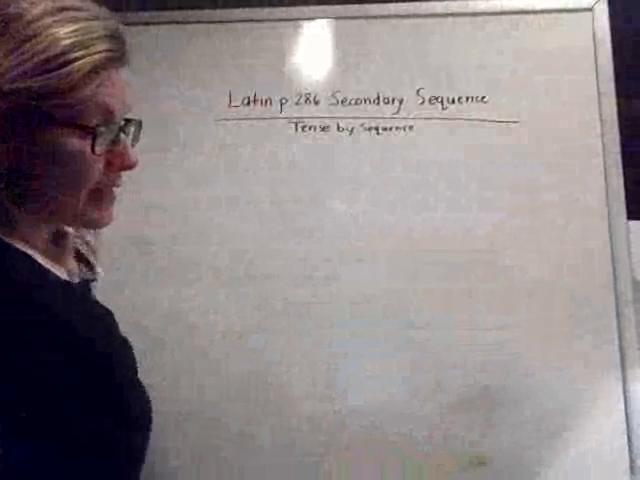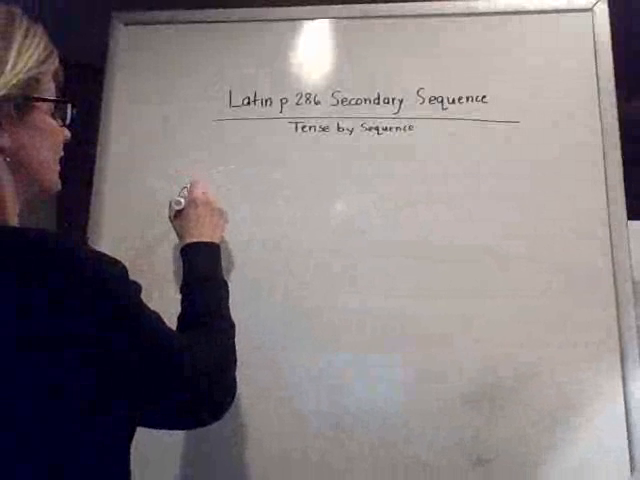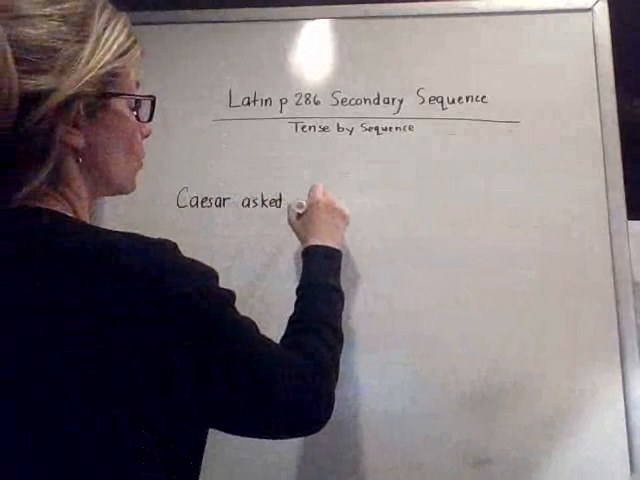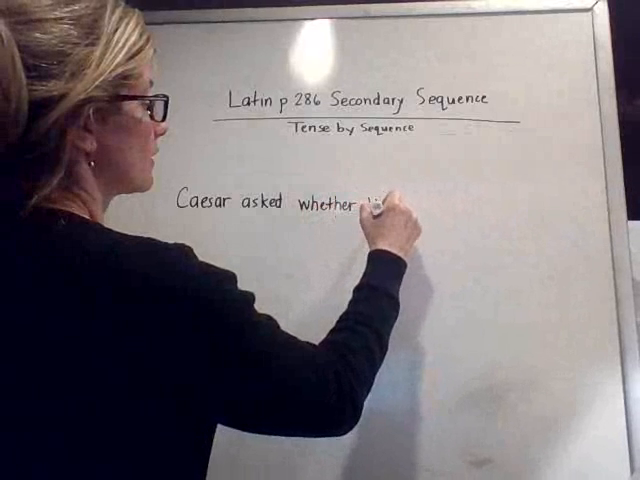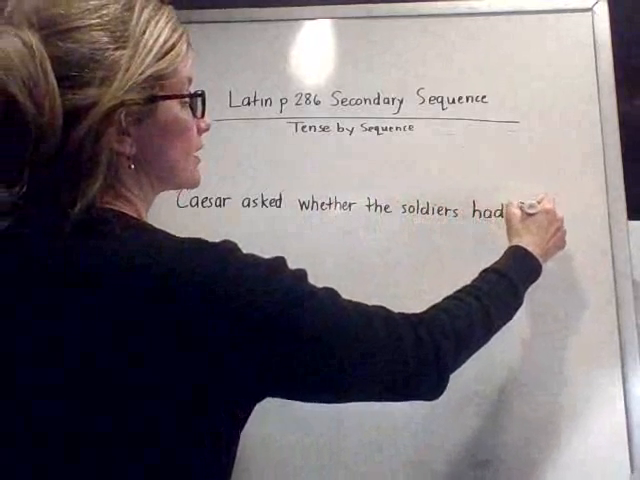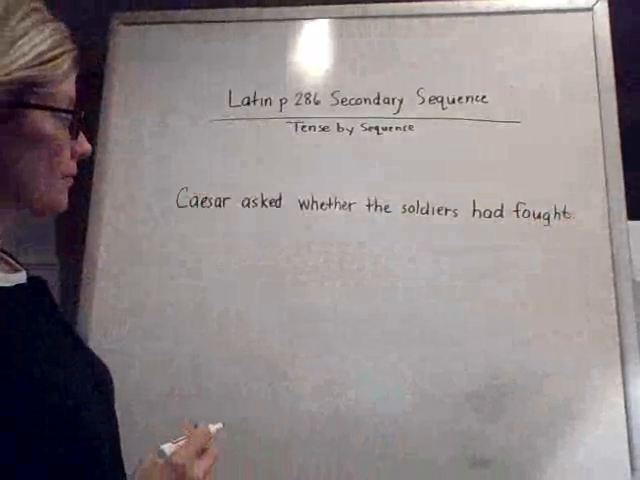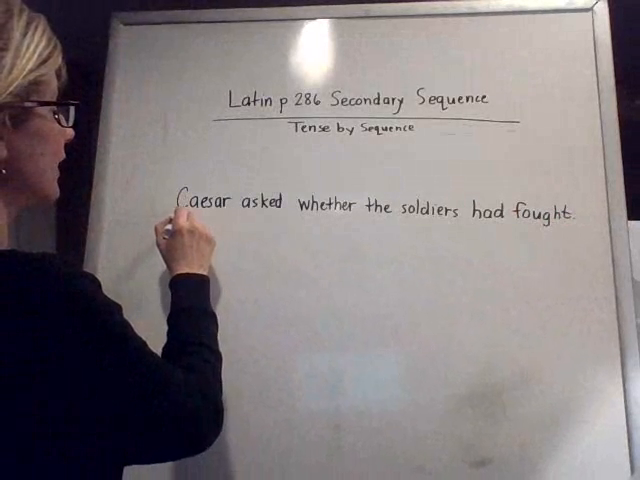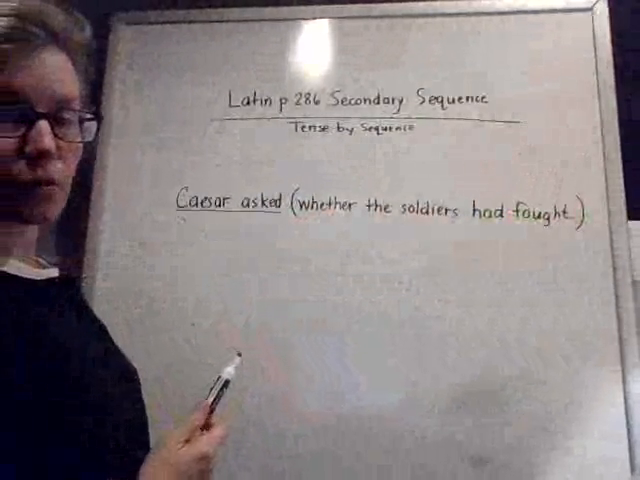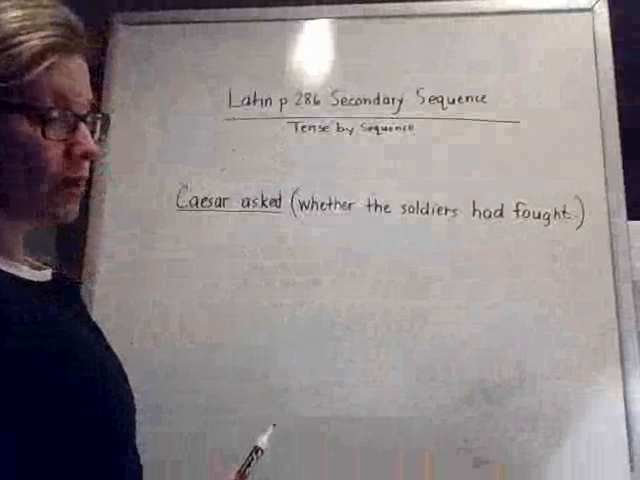And our first sentence says, Caesar asked whether the soldiers had fought. All right, so let's just start looking at what we see right away. First of all, we have the main clause here and the subordinating clause here. And this is an indirect question. We have asked, and we also have a period. So this is an indirect question.